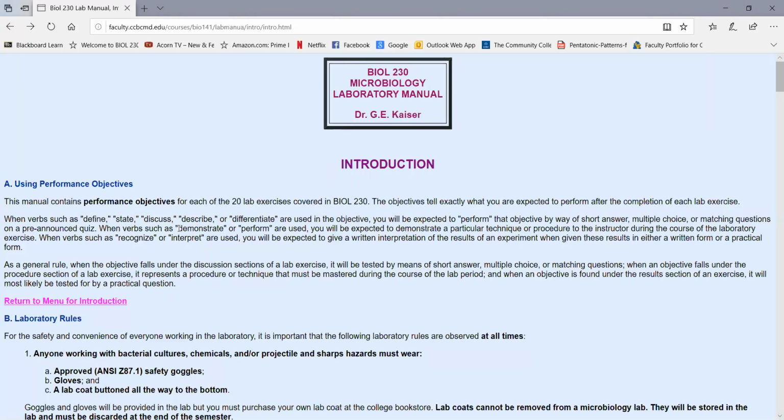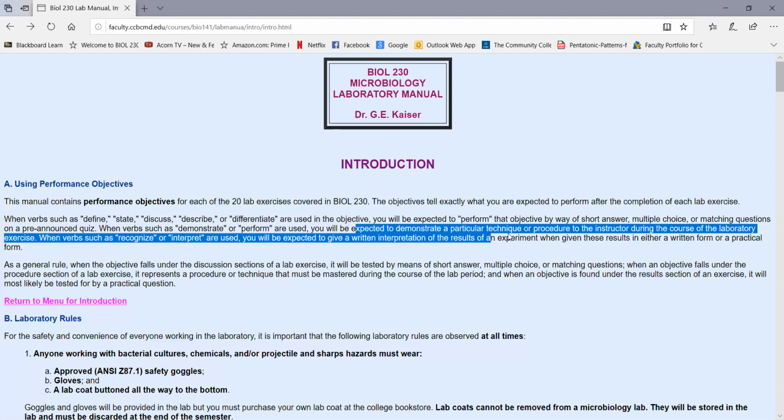When verbs like demonstrate or perform are used, this is where you'd be expected to demonstrate a particular technique or procedure during the course of the lab. And when we have traditional labs, those are what we call core lab points, where you demonstrate certain techniques or things you found to me.